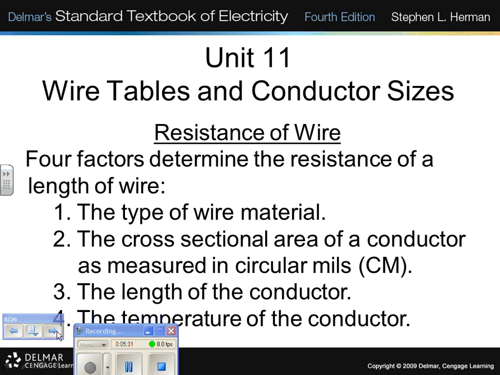Let's see. 4 factors determine the resistance of a length of wire. The type of wire material. In other words, if it were made of aluminum, it's going to be more resistive than it would be if it were made of copper, or more resistive than if it were made of silver. Why don't we make wires out of silver? It's a better conductor than copper. It's a little expensive, right?